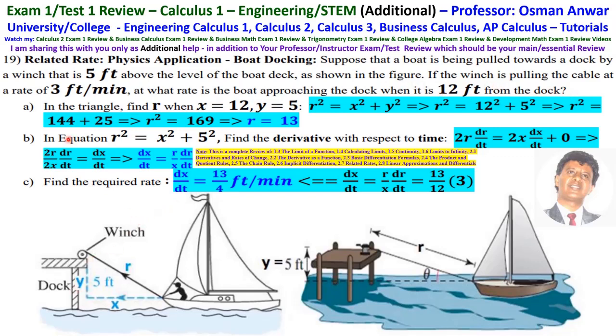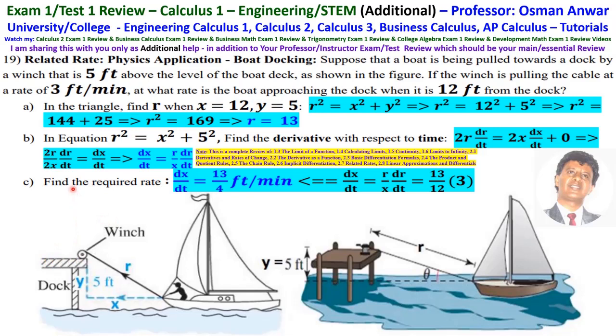Okay, so the first thing is we know y is constant 5 and the x is 12, it is given to us. Then we need to find r at that point. So that means r squared equals x squared plus y squared, my Pythagorean theorem of this triangle. Then that is r squared equals 12 squared plus 5 squared, which is r squared equals 144 plus 25. That is r squared equals 169. That means r is equal to 13.